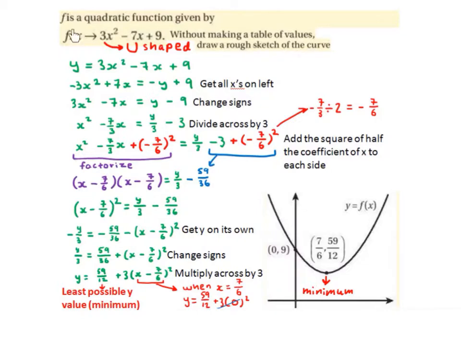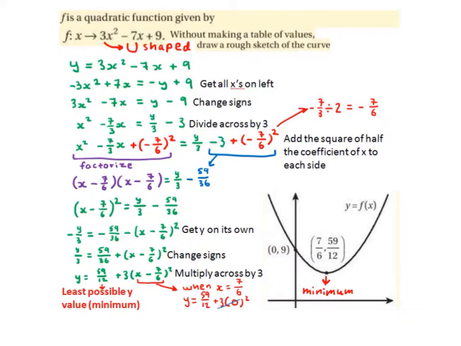So we start off by swapping f of x for y. So we have y equals 3x squared minus 7x plus 9. And then what we're going to do is use the method for completing the square. So we start off by putting all the x's on the left and any terms without an x on the right.